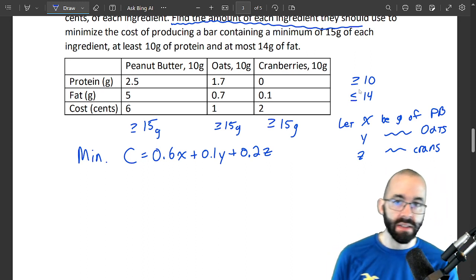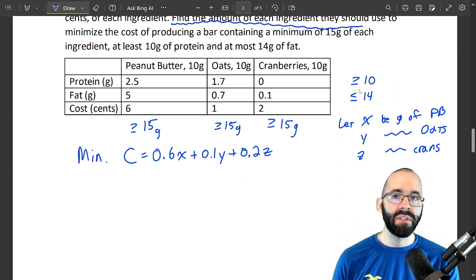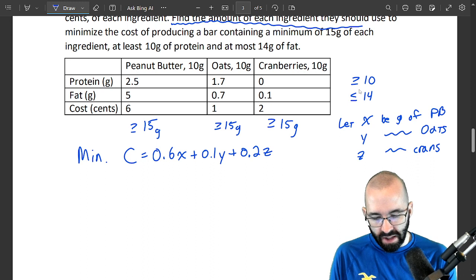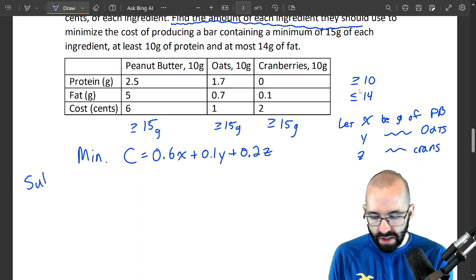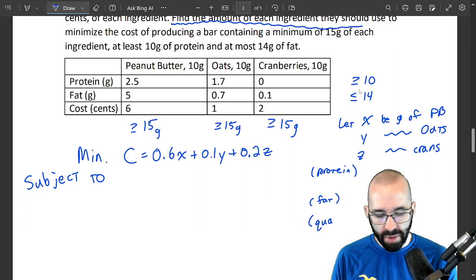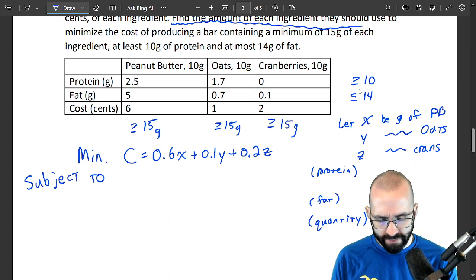Now we have a bunch of constraints. We need the right amount of protein, we need the right amount of fat, and we need at least 15 grams of each one. All right, so let's set up our equation, our constraints, right? This is subject to these constraints. All right, and so let's have one for protein. Have one constraint for fat. And then some constraints for quantity. How much of each? I think that's everything that we need.